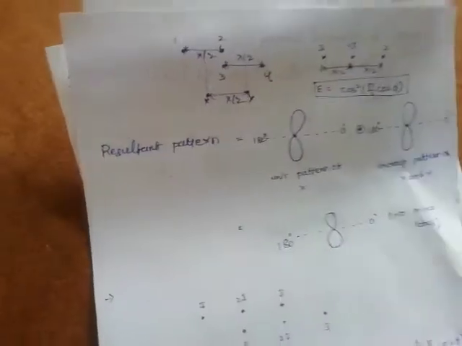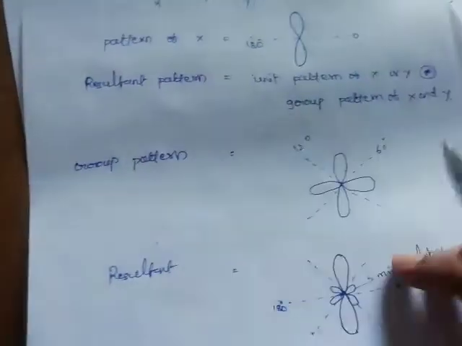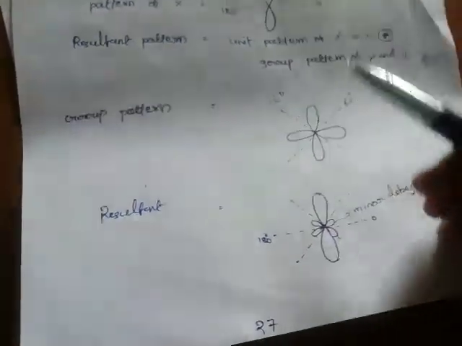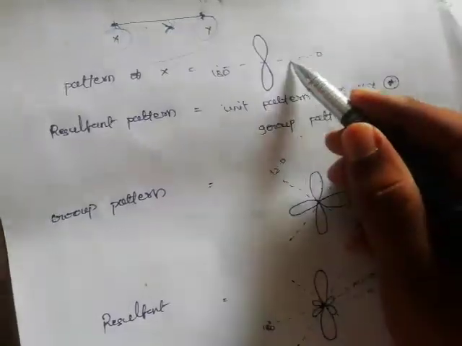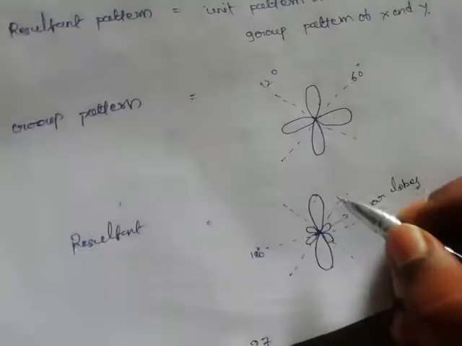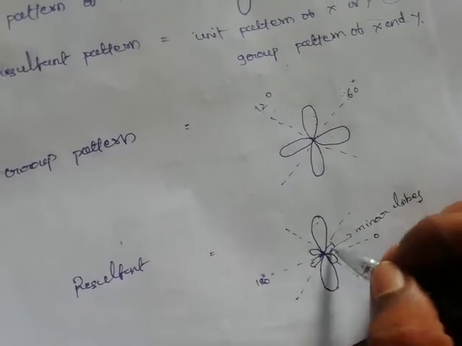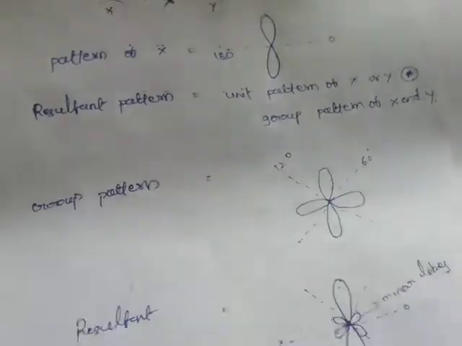Now we will see how, by applying the binomial concept, we reduce the nulls. If you multiply this one with this one, you get the resultant pattern like this. Maxima into maxima gives the maxima, and this maxima into the minima here gives the nulls. These nulls are nothing but minor lobes. Now we have to reduce these minor lobes by applying the binomial concept. How are we going to reduce them? Let's see further.